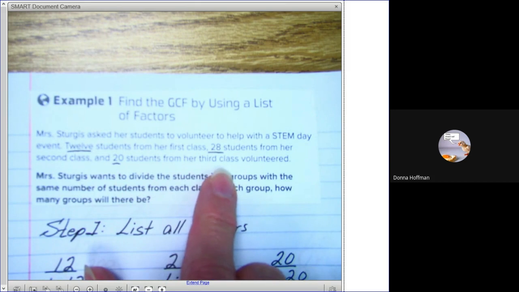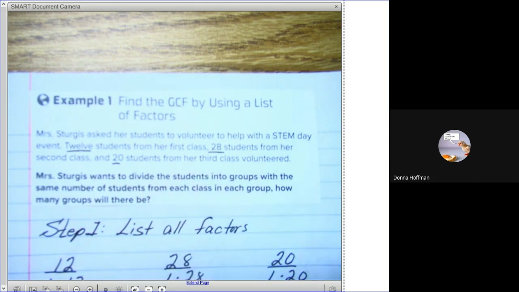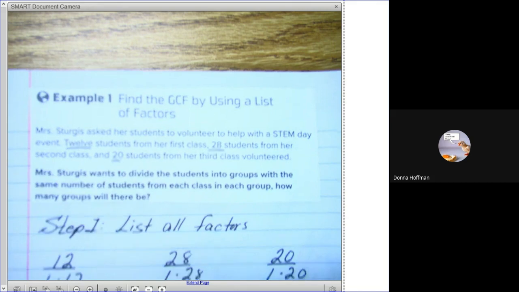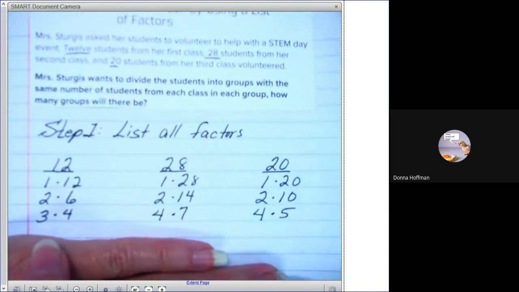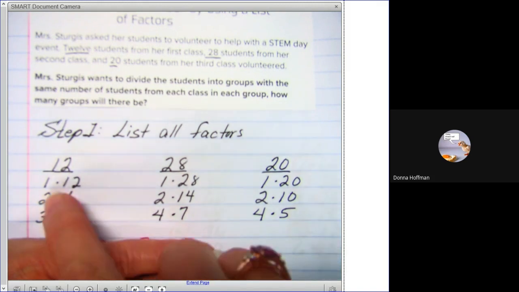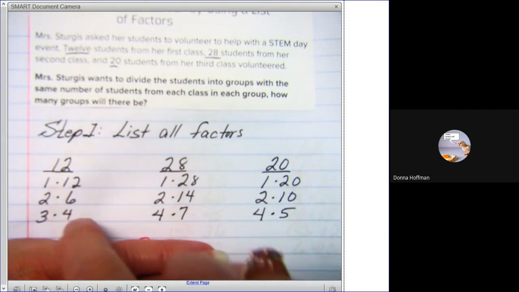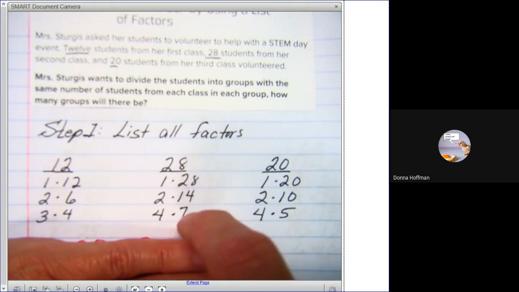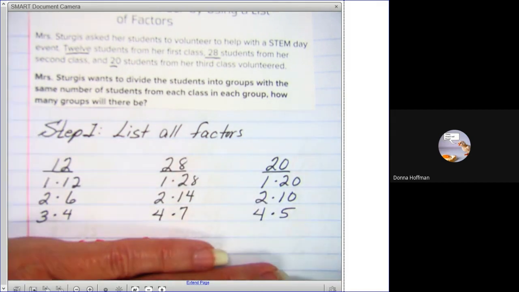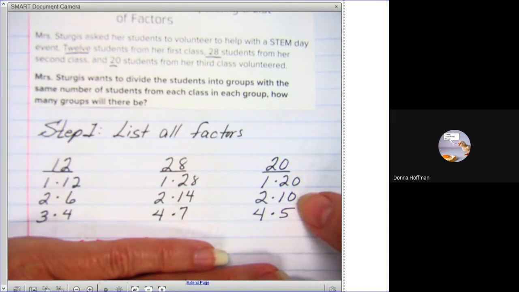We're going to follow the 3 steps of finding the greatest common factor. First, you're going to list all the factors. So I listed all of the factors for 12, 28, and 20. And once I listed my list in numerical order from least to greatest, you just come down the side 1, 2, 3, and then back up the other side 4, 6, 12, 1, 2, 4, 7, 14, 28, and then 1, 2, 4, 5, 10, and 20.